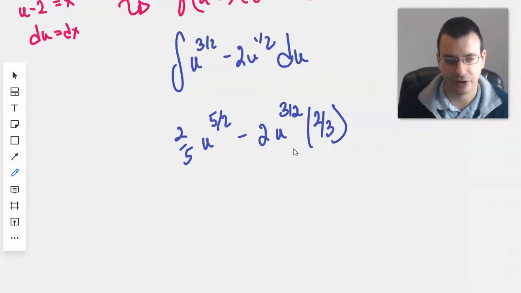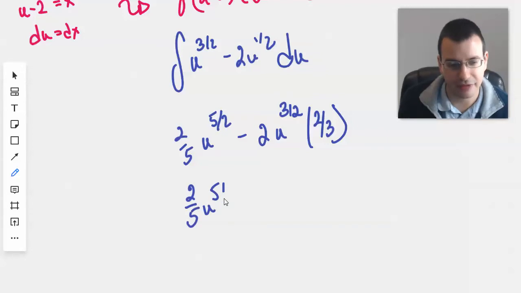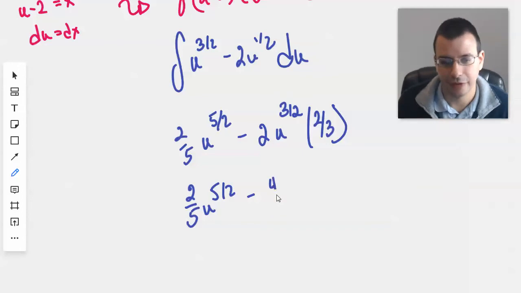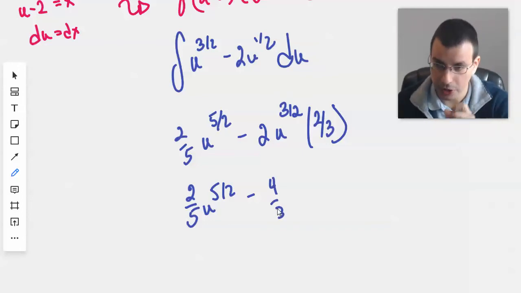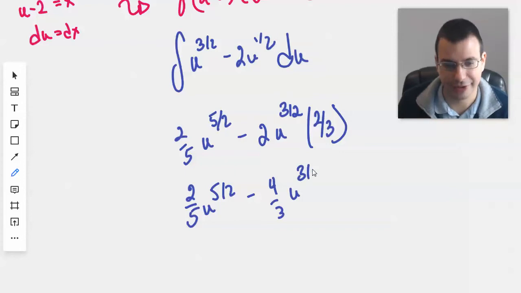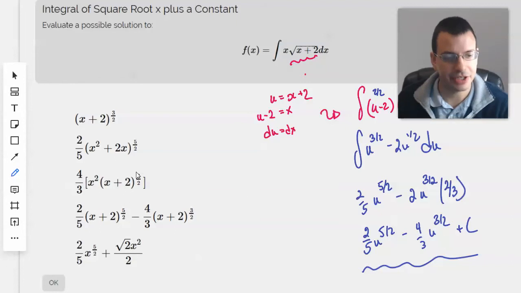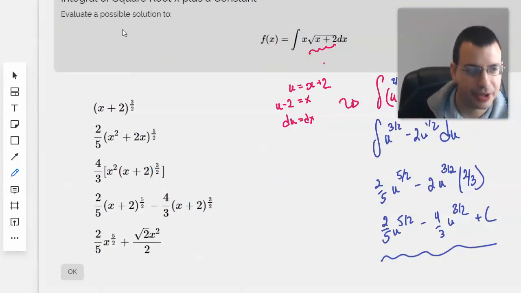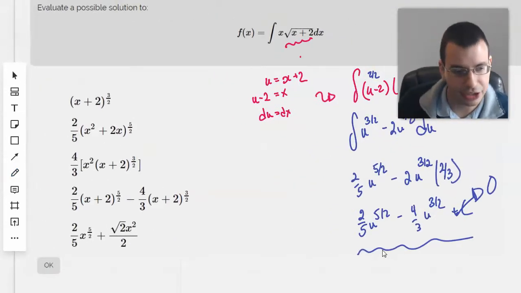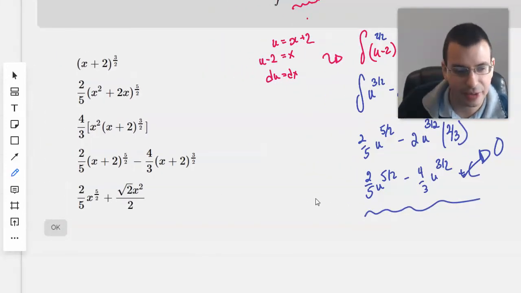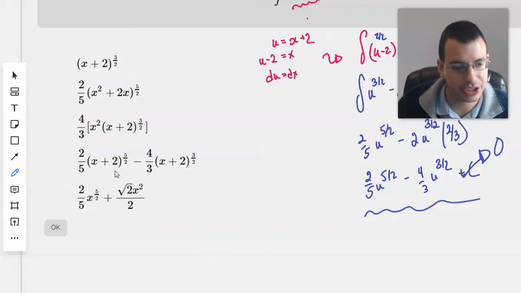And then there's a plus c involved. So then we'll do 2/5 u to the 5/2 minus 4/3 u to the 3/2 plus c. And that's the answer. It's interesting. They don't have a plus c here, but that's because they say a possible solution. And so then here we have 2/5 times x plus 2 to the 5/2 minus 4/3 times x plus 2 to the 3/2. Yep, it's this one right here.